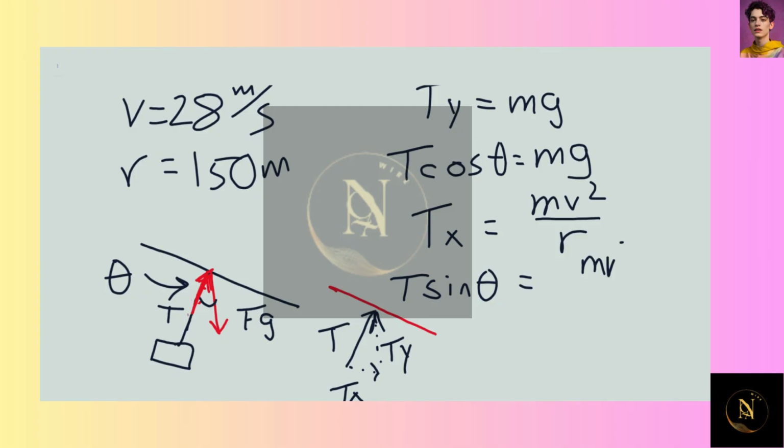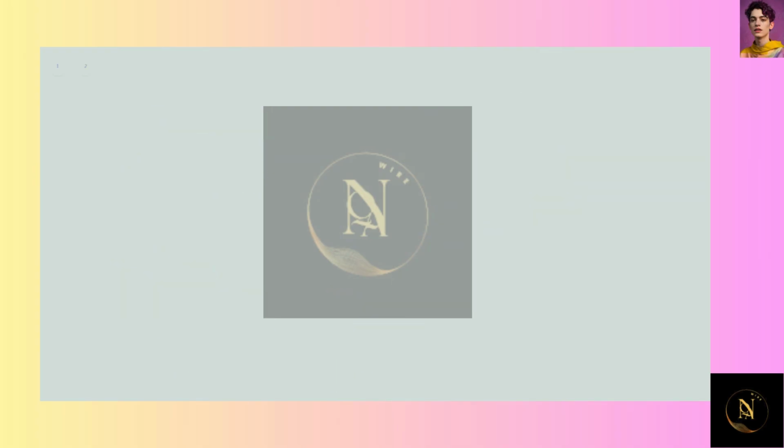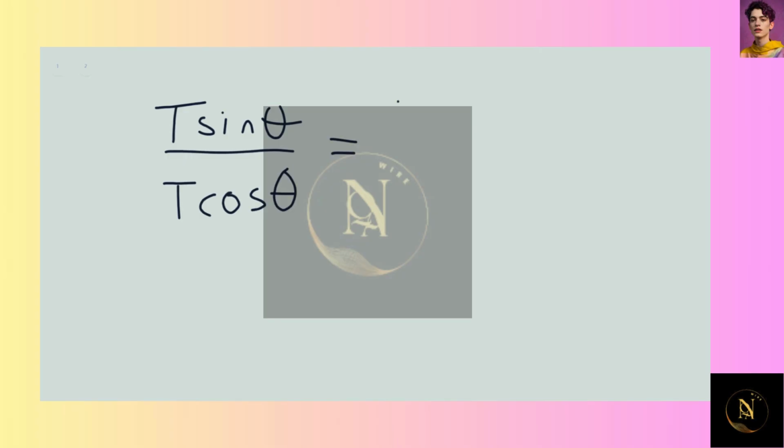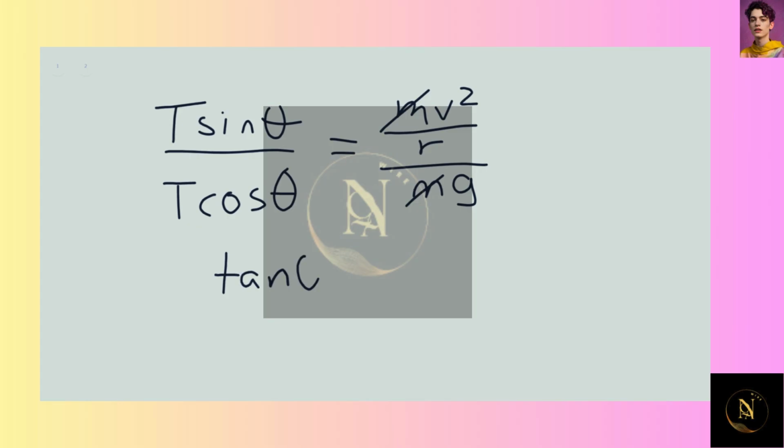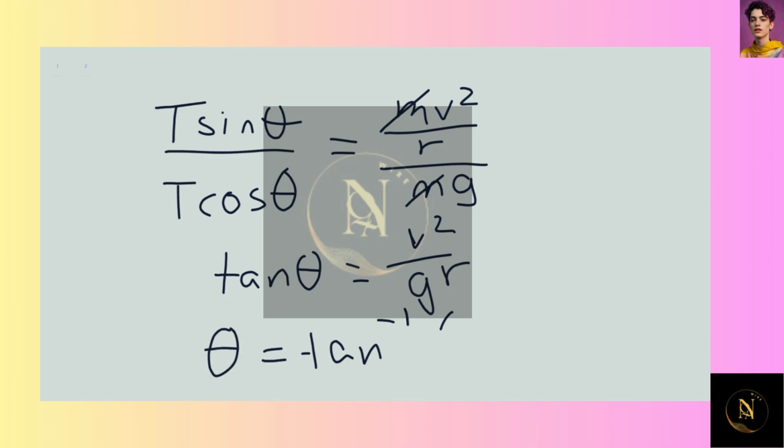Now we have two different equalities that have an angle value in them, so we can stack them on top of each other, divide them, to find a relationship with only one angle measurement. So we get T sine theta over T cos theta is mv squared over r over mg. Canceling out our m's, we find that the tangent of theta must then be equal to v squared over g r. Then, of course, theta is equal to the inverse tangent of that same value.